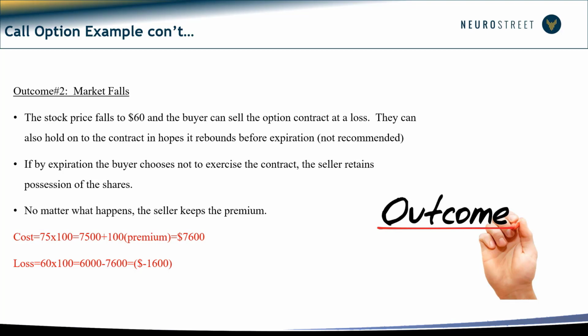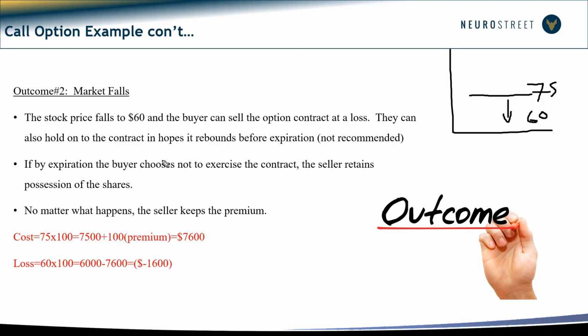Okay, let's say the stock drops in price. So if you have a call option, right? You had it at 75. Let's say you're wrong on that. The stock price falls to 60. Drops. You're not making money. And the buyer can sell the option contract for a loss. You can just get out of the contract and lose.